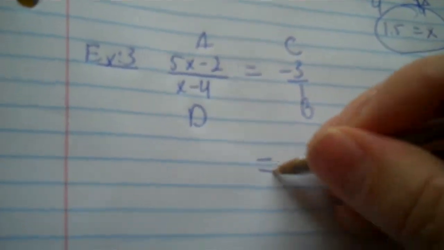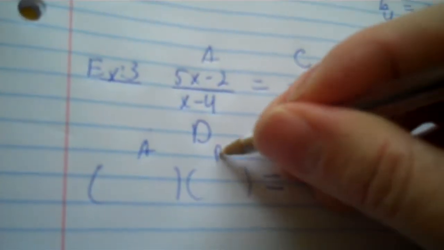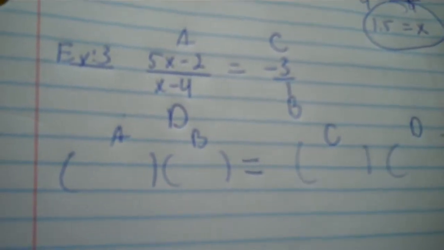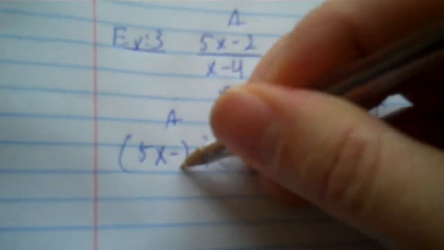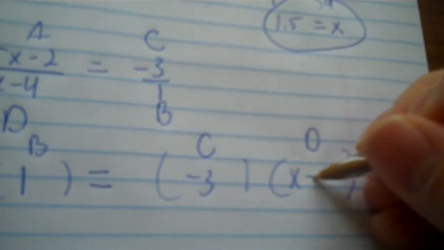Okay, example 3. We have 5x minus 2 over x minus 4 equals negative 3. Put a 1 under the negative 3 so you have a proportion. So A times B is going to equal C times D. So A, B, C, D. So A is 5x minus 2, and then in the meantime the B is 1, C is negative 3, and D is x minus 4.